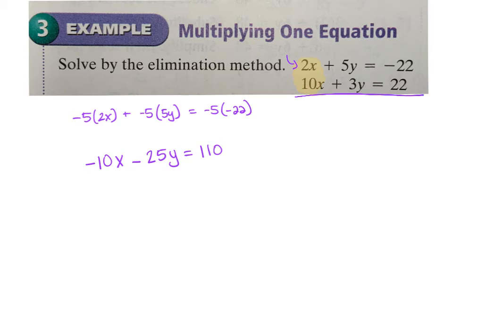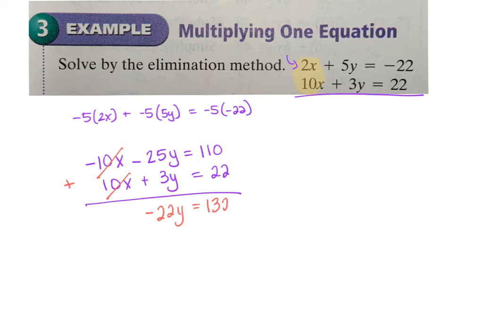Okay, positive 110. All right, now that I've done that, I am not going to touch my second equation. I am going to bring it down exactly the way it is. 10x plus 3y equals 22. All right. Now, will a variable eliminate? Yes, my x's will now eliminate. So now I'm ready to add it down. -10 and positive 10 cancel. -25 and positive 3 give me what? -22. 110 plus 22 gives me what? 132. And then my final step here is to divide by -22.